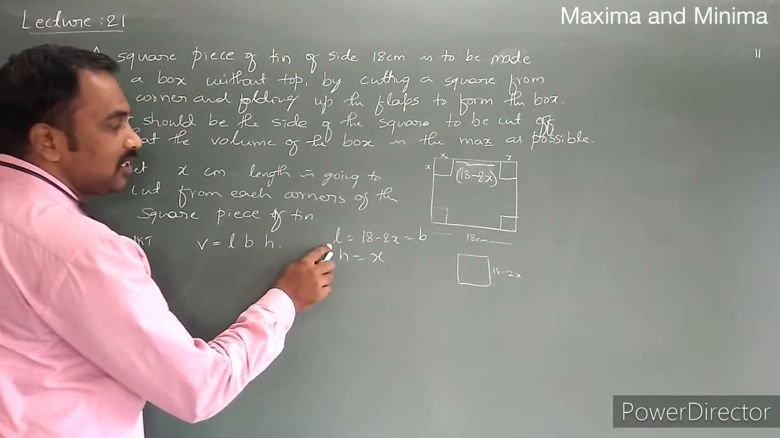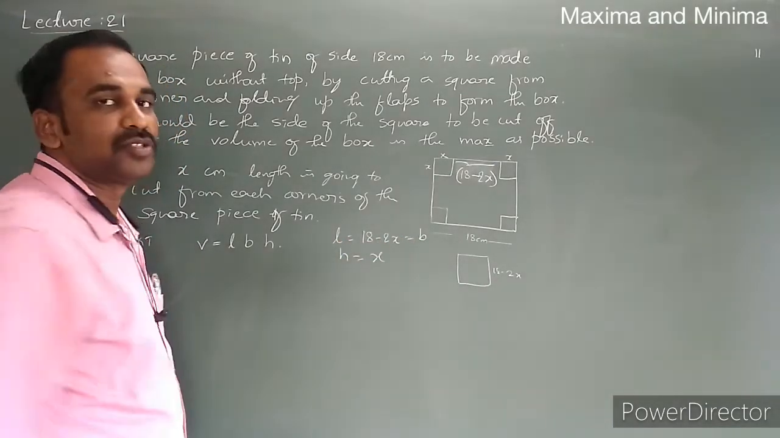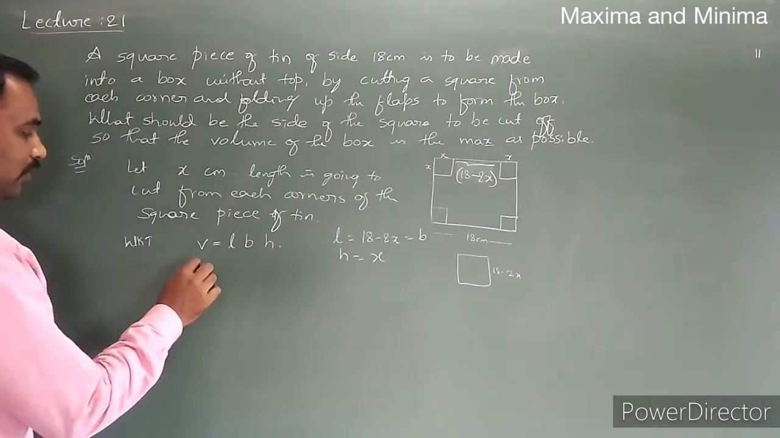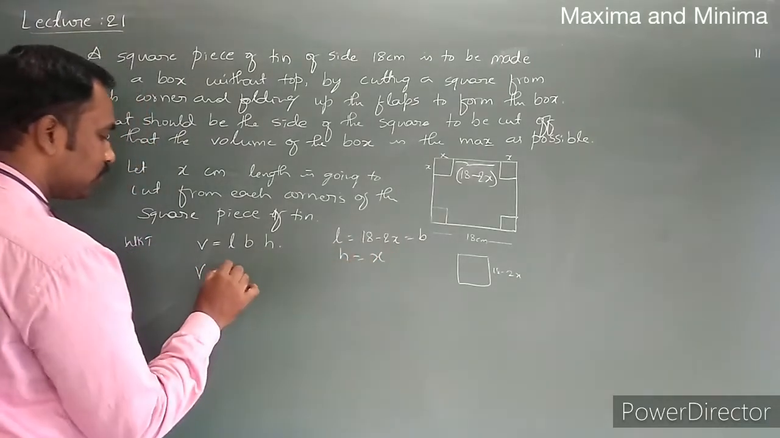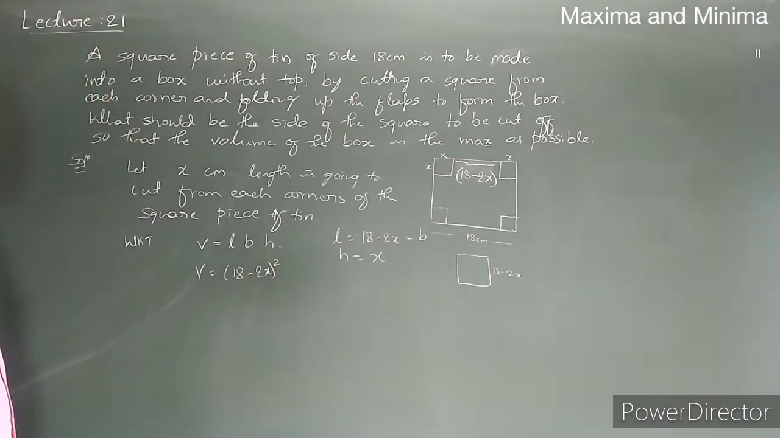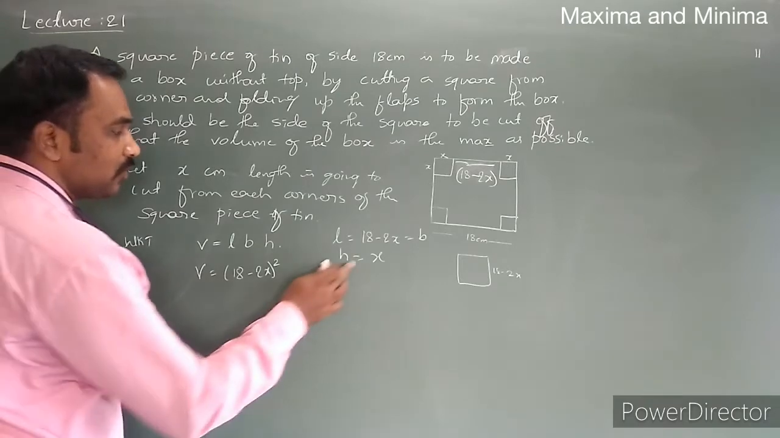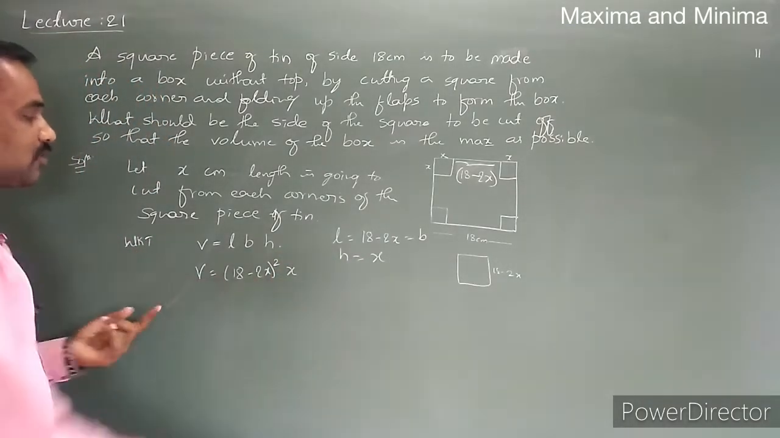Now how do we proceed? Length is 18 minus 2x, breadth is 18 minus 2x, height of the box is x. So volume is equal to, what is volume? Length, breadth, height. Length and breadth are both the same, so 18 minus 2x, 18 minus 2x. We can write that as (18 minus 2x) whole square into height. Height is x. So this is the value.